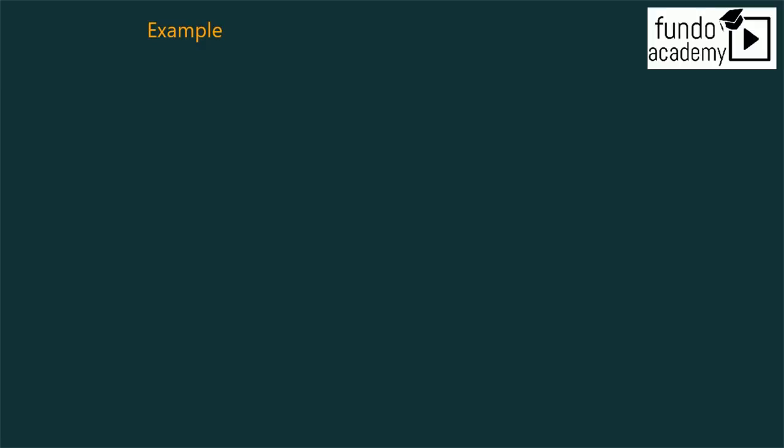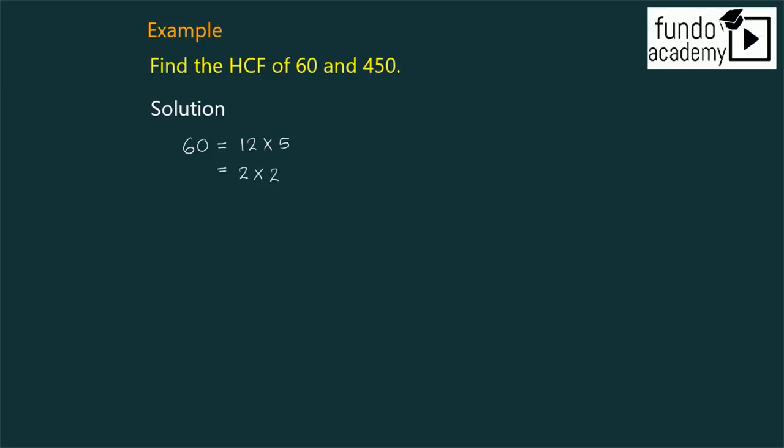In this example, we want to find the highest common factor of 60 and 450. Going on to our solution, what we need to do first is to write down the factors of the numbers. Like 60, we know that 60 is 12 times 5, but these factors 12 and 5 will not really help us, because what we really need are prime factors of 60. So the prime factors of 60 will be 2 times 2 times 3 times 5.